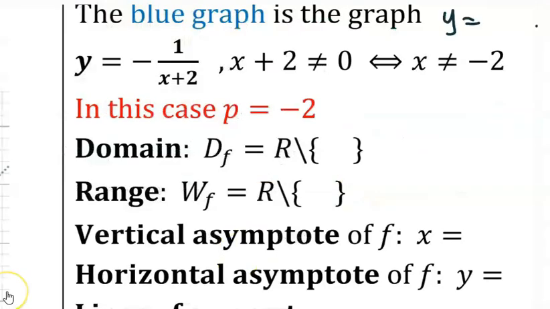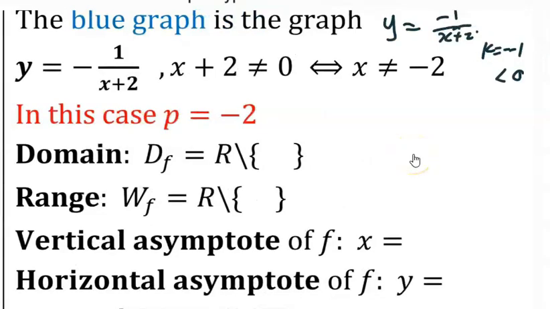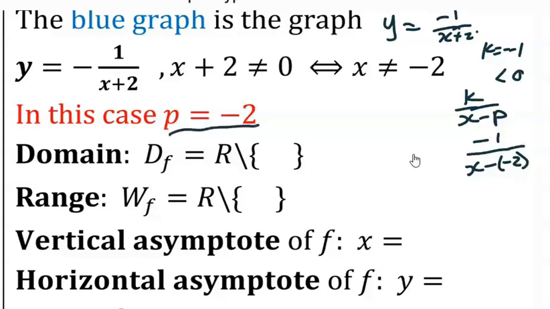Again, we can say my k is negative because we can write y equal to 1 over x plus 2 as minus 1 over x plus 2. So my k is equal to minus 1, which is less than 0. And our formula says that we have k over x minus p. So we can write that as minus 1 over x minus (minus 2) to get the x plus 2. So my p is minus 2.